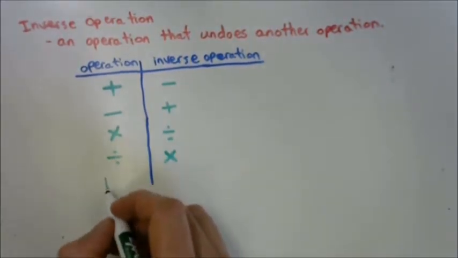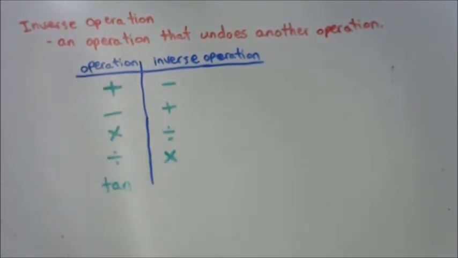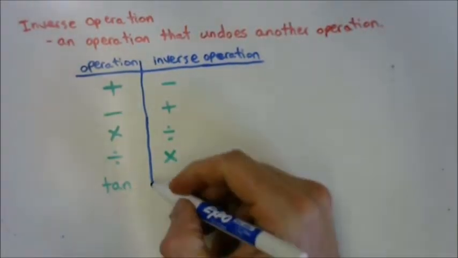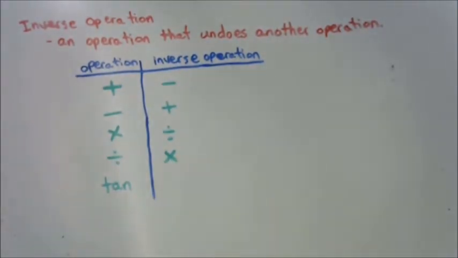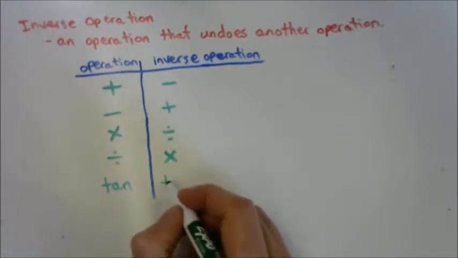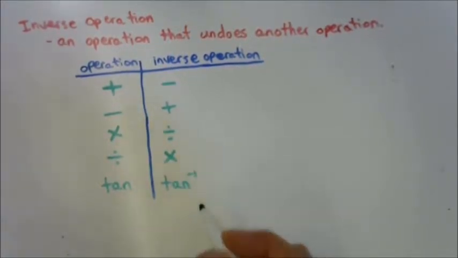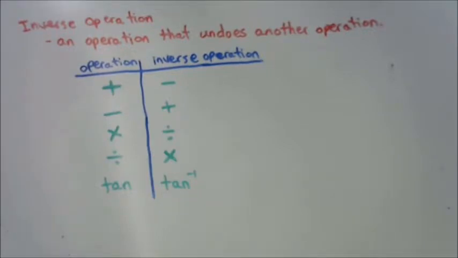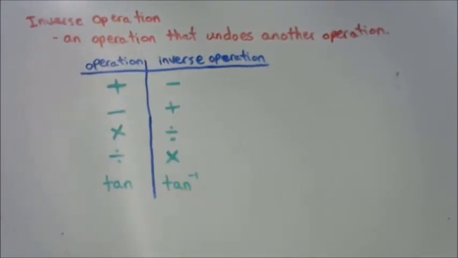What about tan? It says we need to take the tan of an angle. So how would we undo that? Press this tan -1 button. Yeah, press the tan -1 button on your calculator. It's called tan inverse. Okay, it's the inverse tan function. It will undo a tan operation.